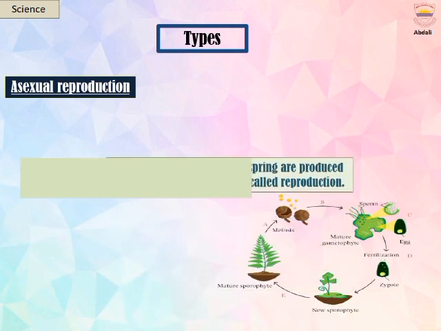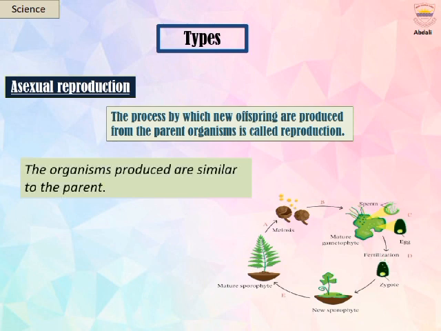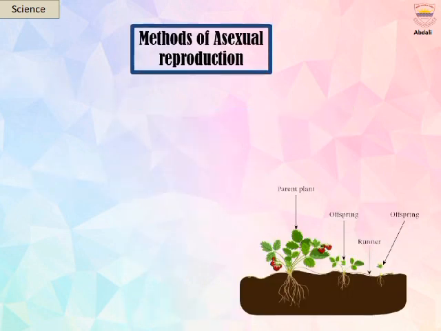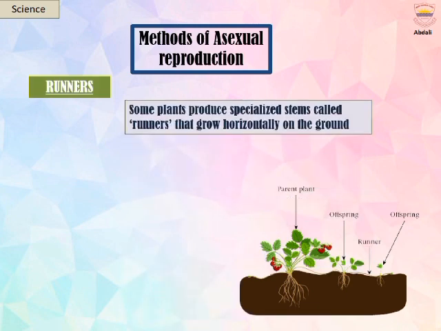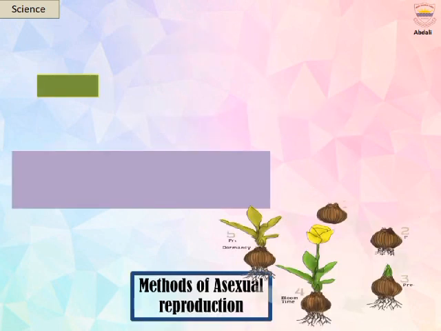Asexual reproduction. The process by which new offspring are produced from the parent organisms is called reproduction. The offspring produced are similar to the parents. Methods of asexual reproduction. Runners. Some plants produce specialized stems called runners that grow horizontally on the ground. These stems can take root and produce new, genetically identical plants.